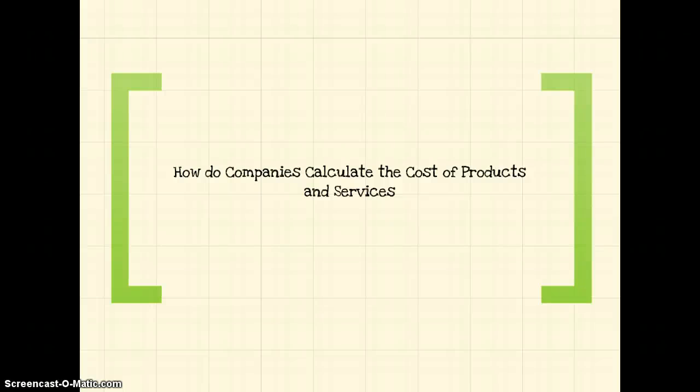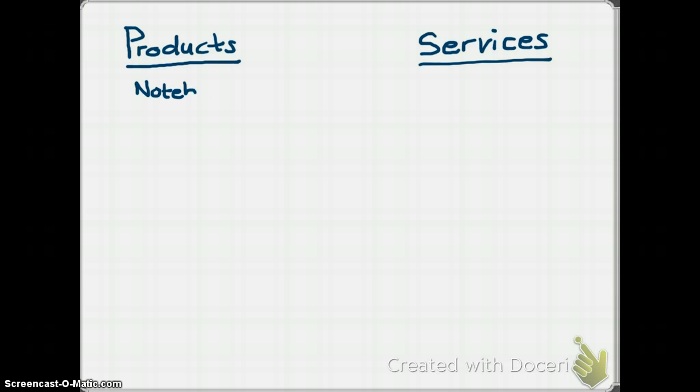In this section, let's take a look at how companies calculate the cost of products and services that they provide. In order to do that, let's take a look at some products and services that we use in our day-to-day lives. Hopefully you have a notebook in front of you. Hopefully you also have a pen that you're using to take notes down.